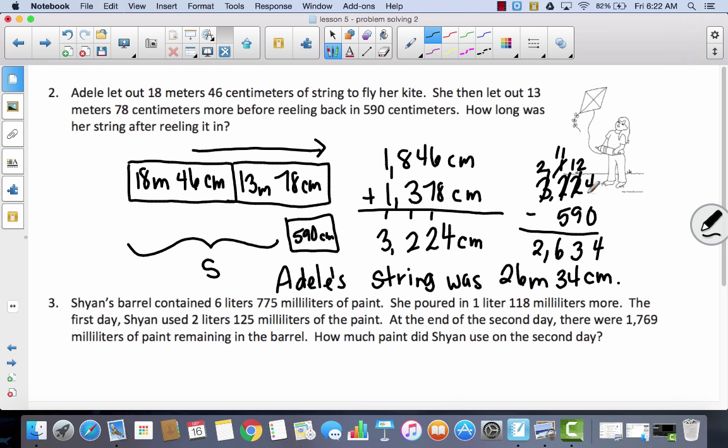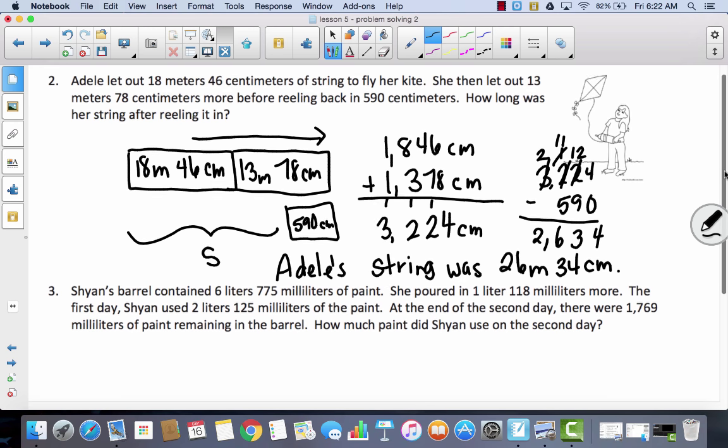Okay, so you can see that I ended up with 2,634 centimeters after I subtracted. So I answered the question, how long was her string after reeling it in? Adele's string was 26 meters, 34 centimeters. Again, if you said 2,634 centimeters, that would be correct also.